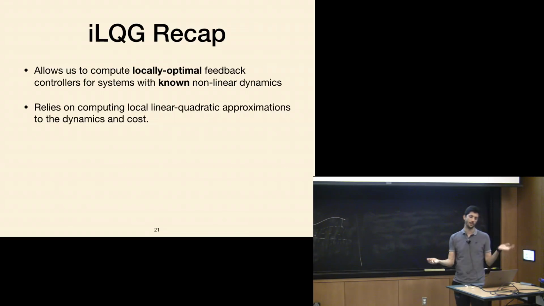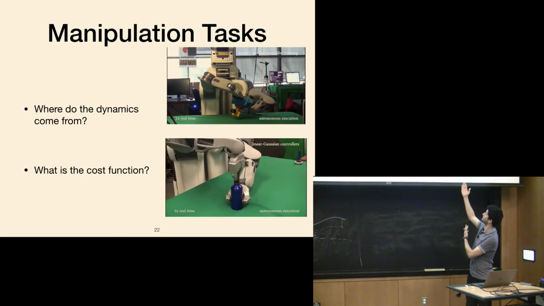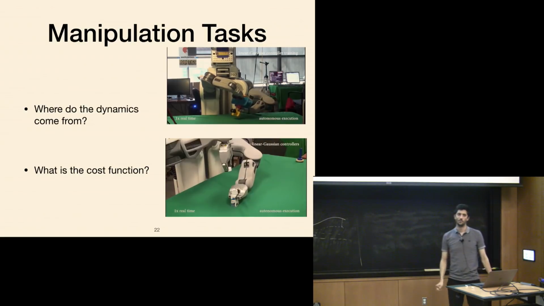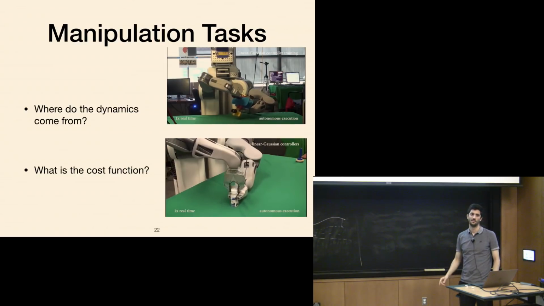So the recap is iLQG allows us to compute locally optimal feedback controllers for systems with known but potentially nonlinear dynamics. The way it does it is it computes local linear quadratic approximations to the dynamics and costs that basically allows us to use LQR. So how do we take that and apply it to problems like this, right? Where did the dynamics come from? What is F? It's pretty hard to write down here.